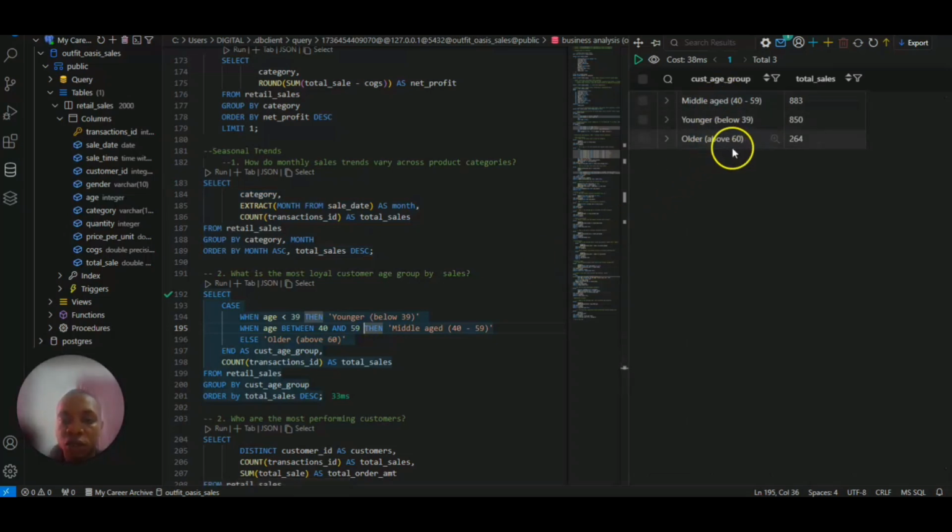And the next question is, what is the most loyal customer age group by sales? This is a classification. So you can see at a glimpse that we have middle-aged people coming into the store to purchase from us. They are doing the most buying, and they have done 883 transactions so far altogether, followed by the younger age group and then the older people.